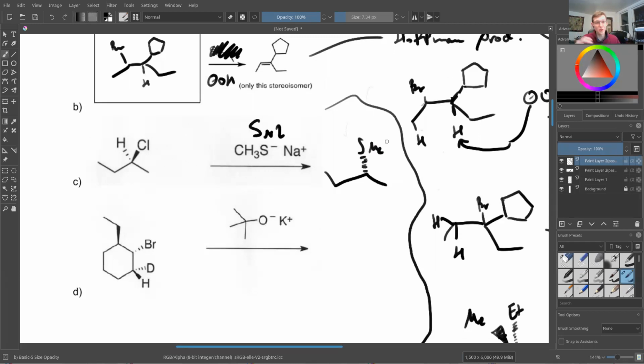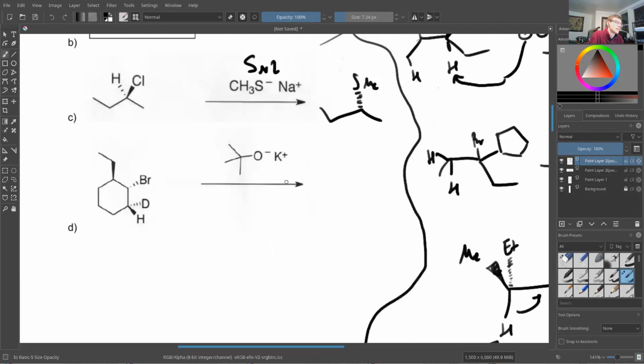This is SN2 on a secondary carbon, which is already pretty dicey, right? But this S-methyl, I don't even know what it's really called, but it doesn't matter. That's a really, really good nucleophile. It's one of the best ones that we have access to, or that we see in this class. So the fact that it's secondary, we can kind of overlook that, right? We can look the other way, you might say.